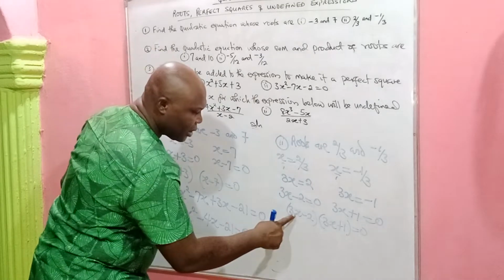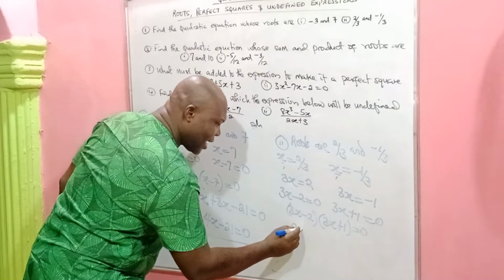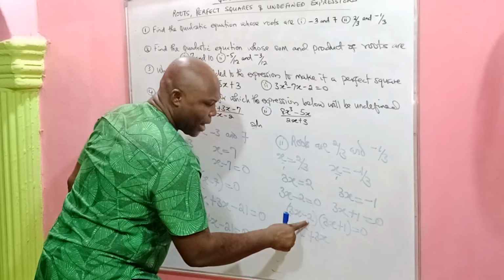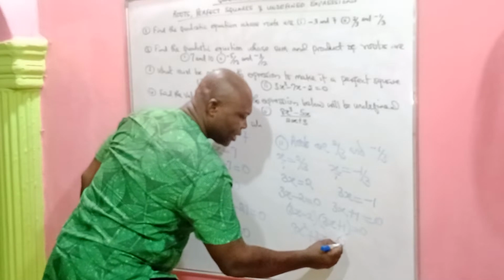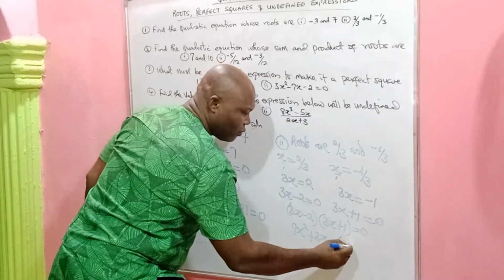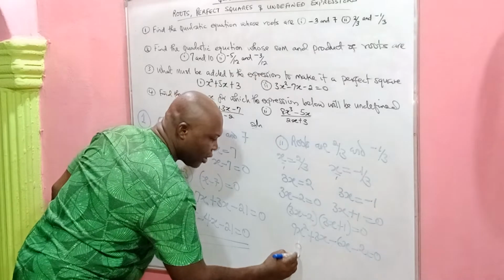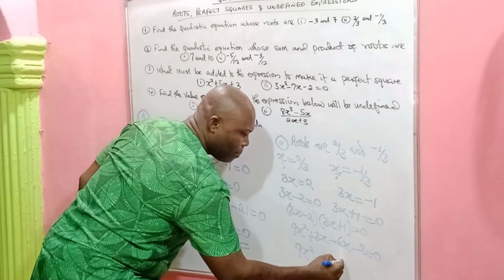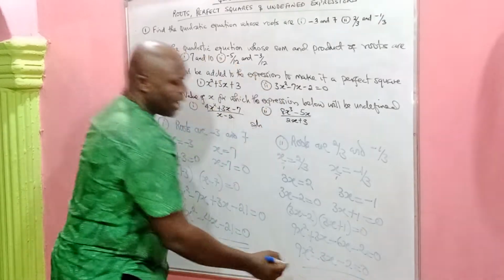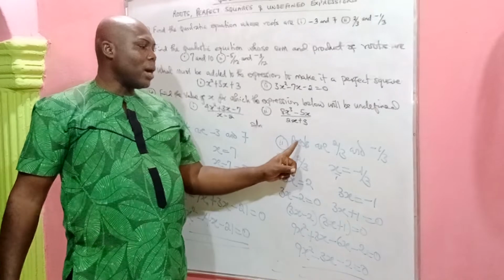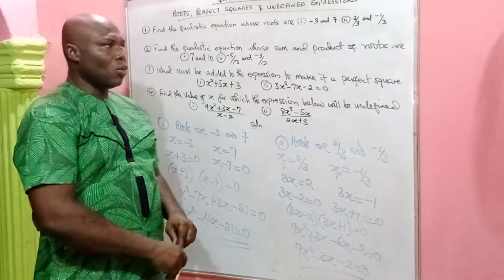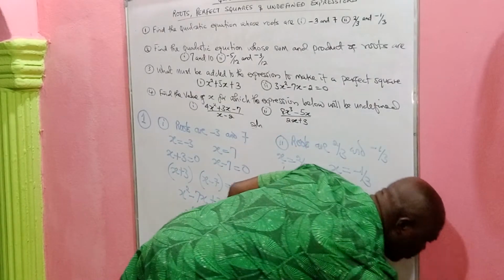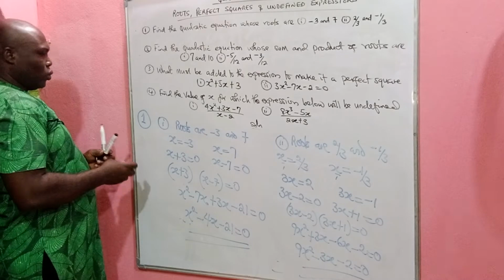So we'll multiply them out. 3x times 3x gives 9x squared. 3x times 1 gives 3x. Minus 2 times 3x gives minus 6x. Minus 2 times 1 gives minus 2, equals 0. Here we have 9x squared, 3x minus 6x will be negative 3x, minus 2 equals 0. So it is this quadratic equation that will have these as the roots. So we are done with number 1. We are going straight to number 2 without waste of time.